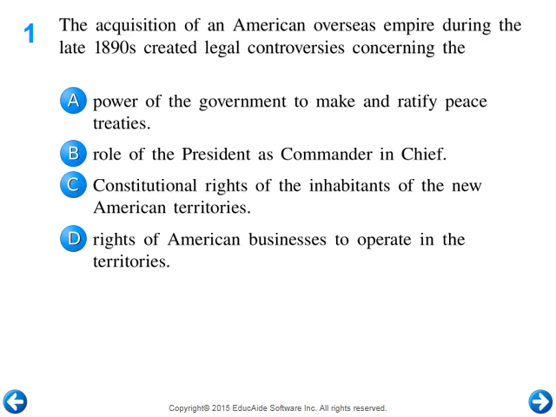Let's look at C. The constitutional rights of the inhabitants of the American territories. Okay, so we're talking about the rights of the people that live there. Are they going to be American citizens? Are they not? Are they going to be able to vote? Different things like that. So that's a possibility. D, rights of American businesses to operate in the territories. Well, to be honest with you, if we're acquiring overseas territories, that's probably the reason we're doing it. So it's between C and D, and I'd personally say C, and that is the correct answer.